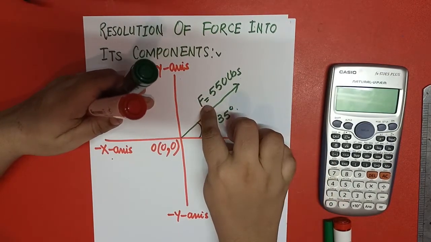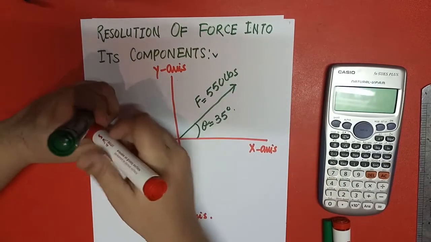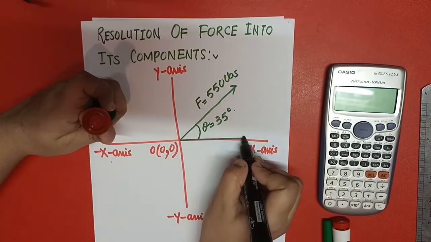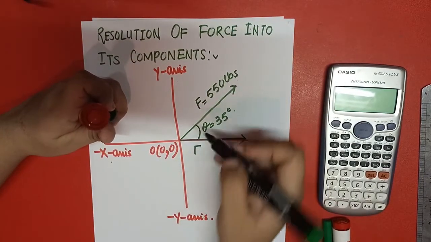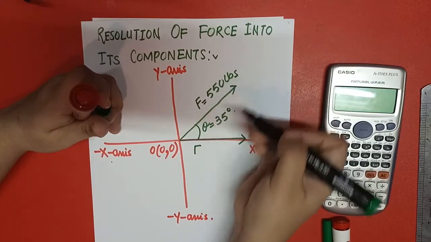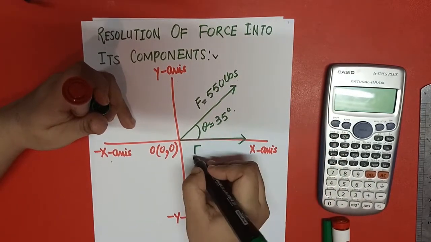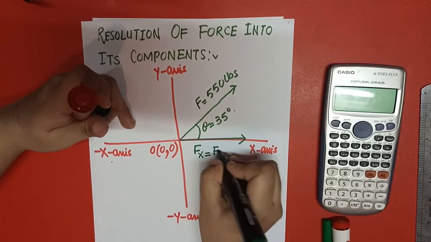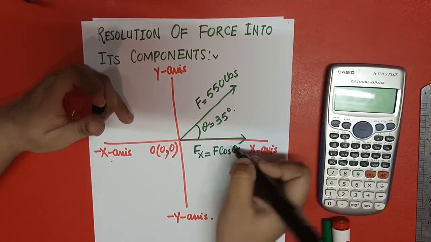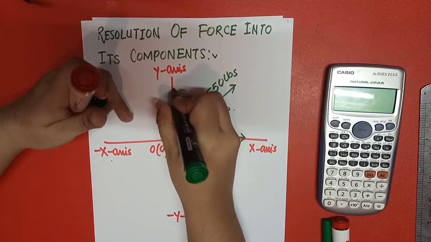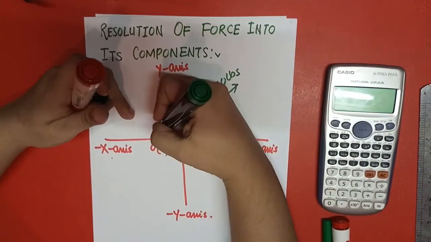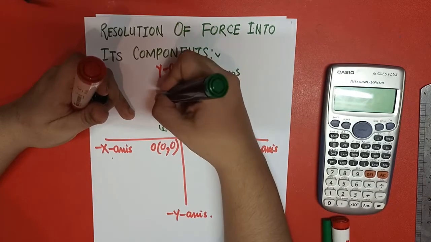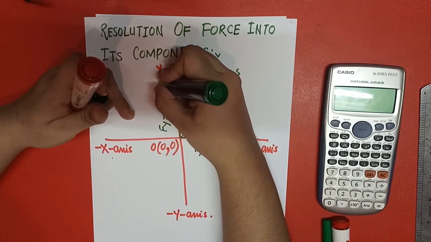So I will resolve this force into its components. How can I resolve it? I will resolve it like this. If this force is outward, the component will also be outward. So Fx equals F cos theta, and this is the y component, so I can write Fy equals F sine theta.